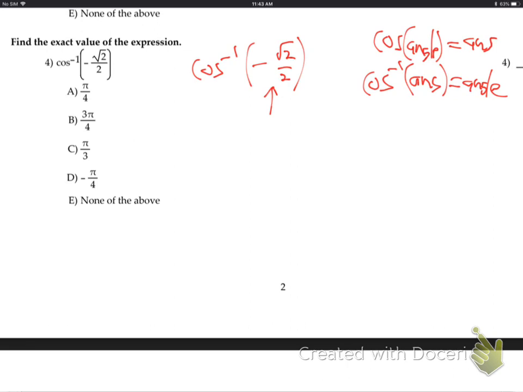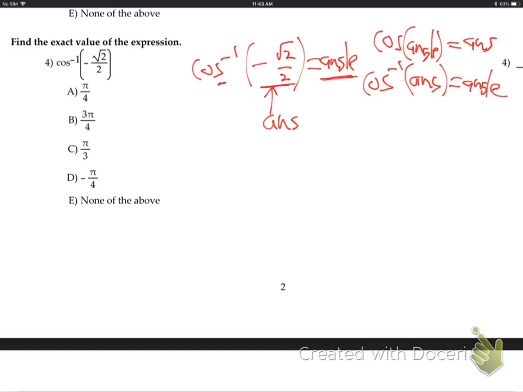So that negative root 2 over 2 is actually an answer. It's not an angle. It's not degrees. It's not radians. It's not an amount of opening. It's an answer, and I'm looking for the angle that goes with that answer. So I go to the unit circle, and I look for the angle that goes with that answer for cosine. Make sense? So let's go to the unit circle.